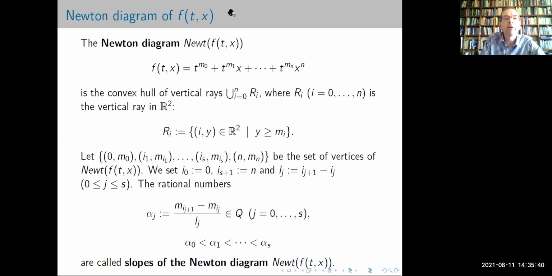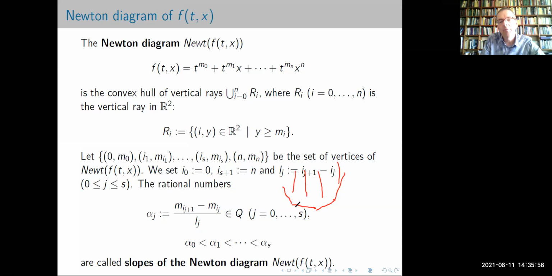I can shortly express this. The diagram looks something like that, this way, and it will go up. So the next slope will be strictly larger than the previous one. So this is what I mean.